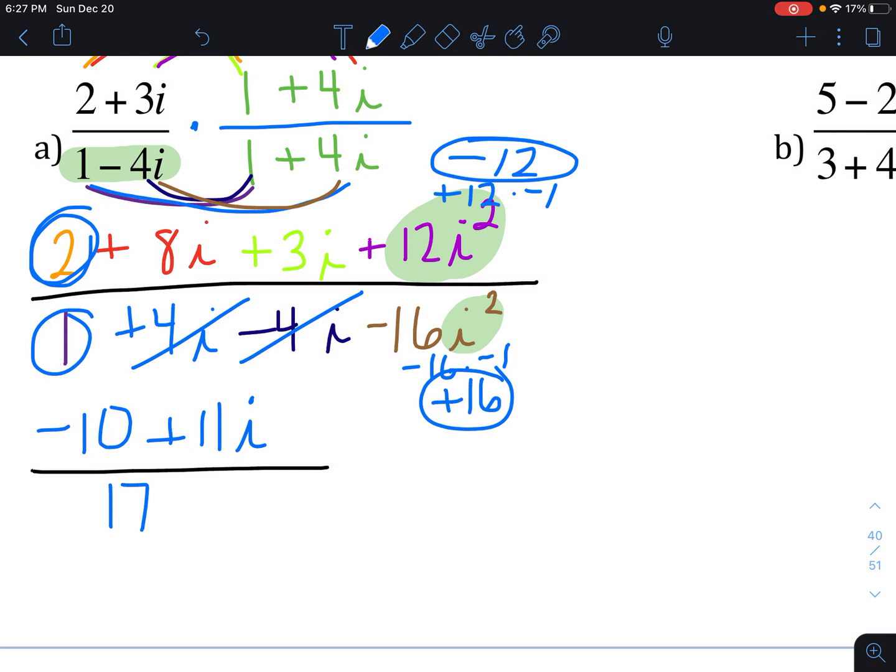Now, for future reference, you would remember this is a fraction after all, and you're always on the lookout to see if you can reduce fractions at the end. However, this guy cannot be reduced. 10 does not divide by 17, and 11 does not divide by 17. So this is my answer: negative 10 plus 11i over 17.